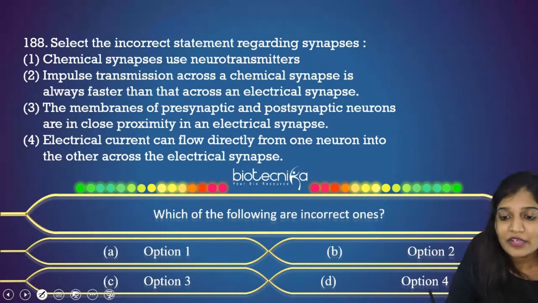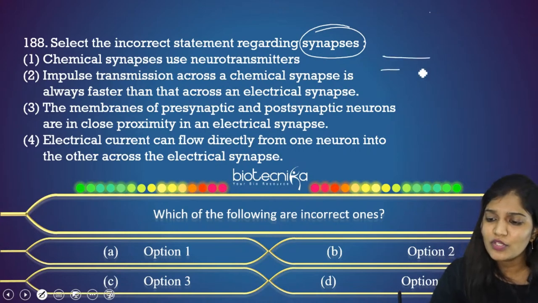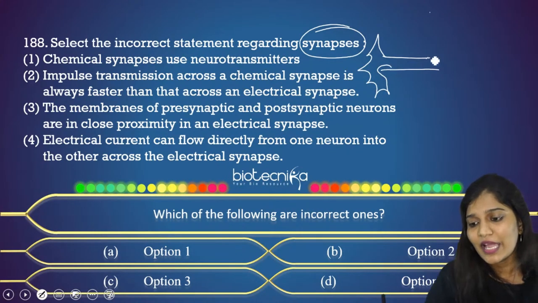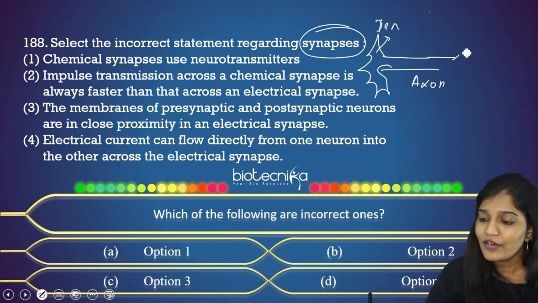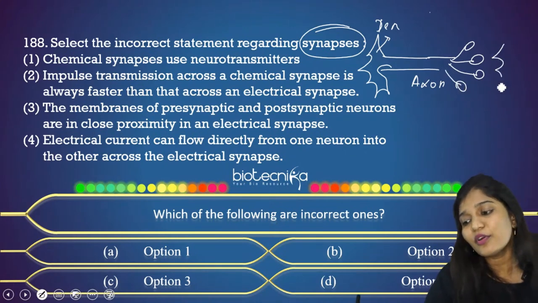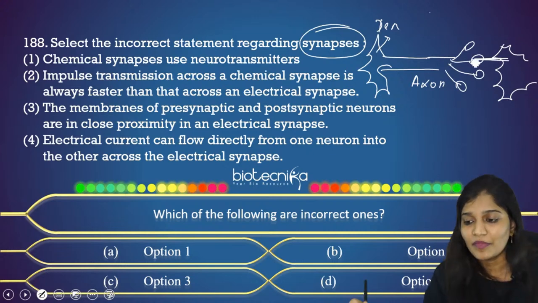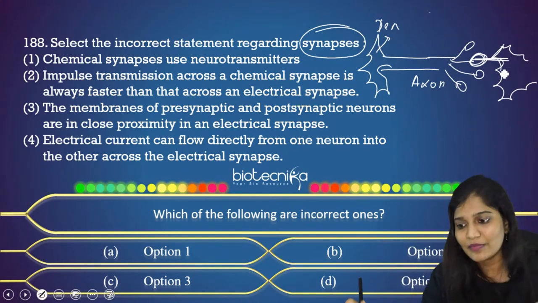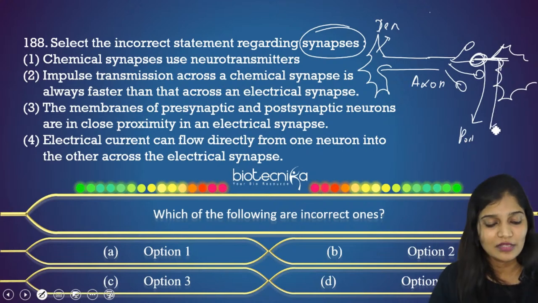Select the incorrect statement regarding synapses. Synapses, let's talk about it. Suppose I consider this is going to be the nerves, and neurons usually have dendrites, and they're going to have axons here. This is dendrites. And here you're going to see a lot of axonal bulbs. And there's another neuron which is actually nearby with the dendrites. So the connection between the neurons we're going to see, the connection between the axon terminal and the dendrites. This is called postsynaptic and this is presynaptic. That is what we're going to see.